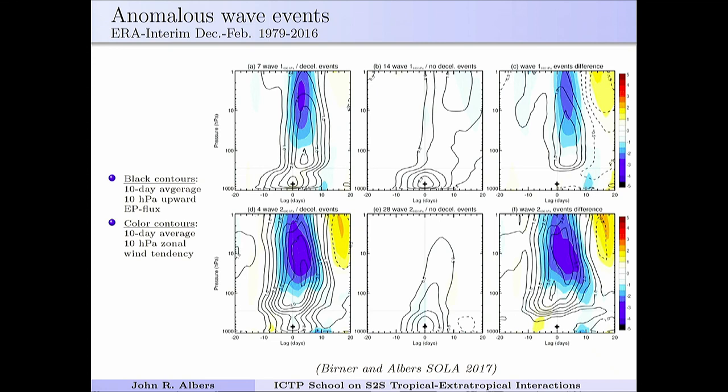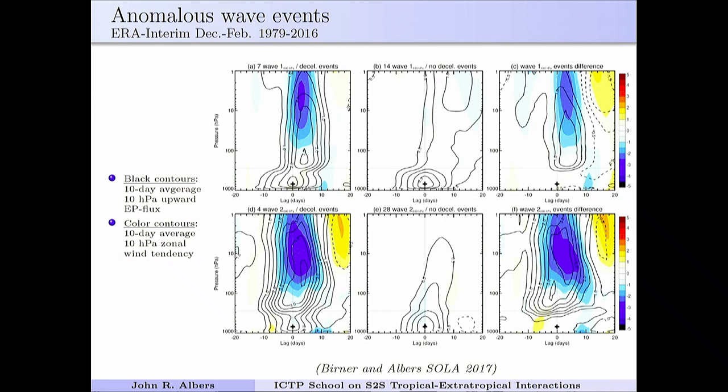Okay, so I'm going to step you from left to right. The picture is consistent between the top and the bottom. The top is just for wave number one events, and the bottom is for wave number two events. So that's essentially, not necessarily displacements and splits, but more or less you can think about it like that. And what it's showing here is the black contours are the upward wave flux, and the colors are the 10-day average zonal wind tendency for all heights.